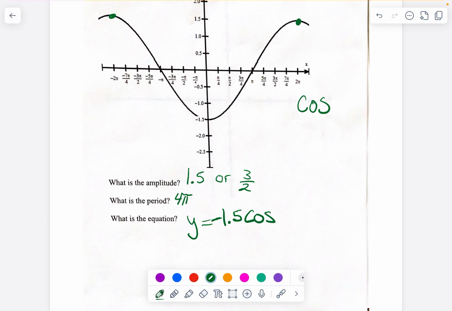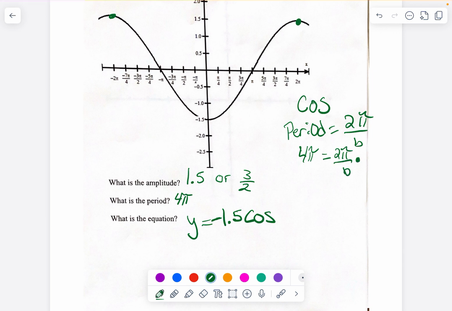From here, we're going to use that same equation that we did last time. Period equals 2 pi over b. And we are either going to solve for period or 2 pi. In this case, we have period, so we're going to be solving for b. So 4 pi equals 2 pi over b. We're going to solve for b.